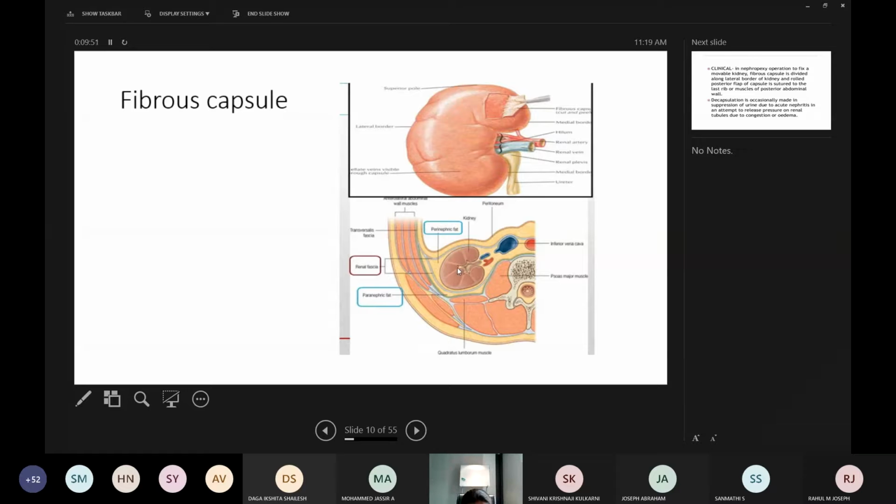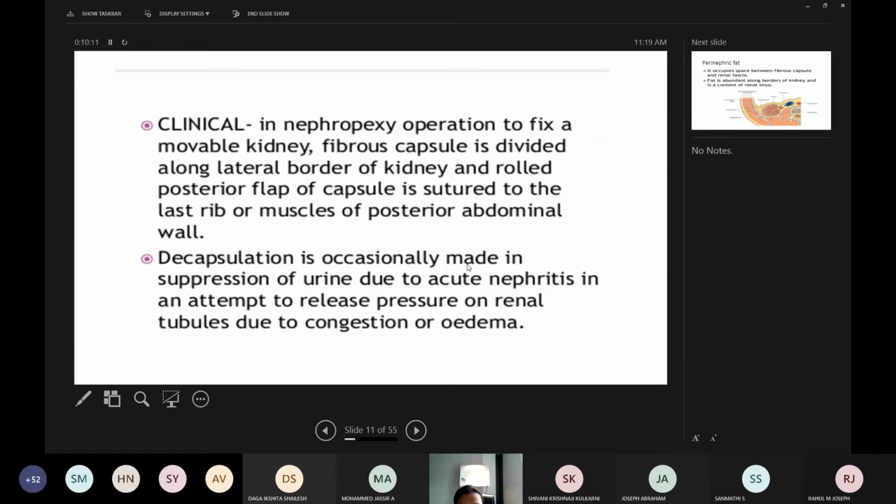This is the transverse section. Here you can see the kidney is invested outside by the true capsule, the fibrous capsule. This true capsule lines the renal sinus also. In case of mobile kidneys, the true capsule is divided along the lateral border, and the posterior flap is rolled backwards and sutured to the last rib to make the kidney immobile.